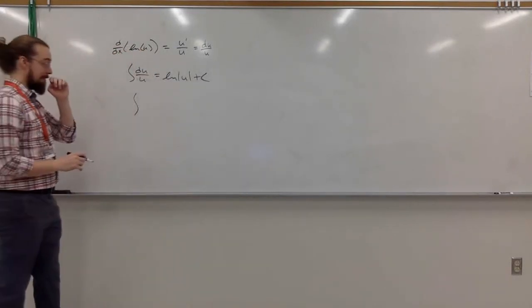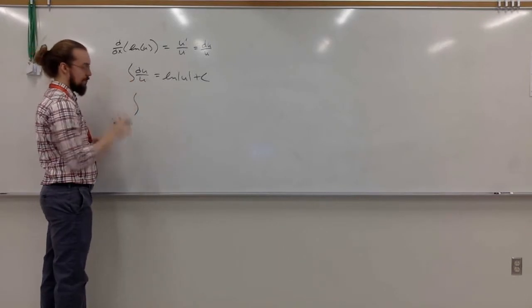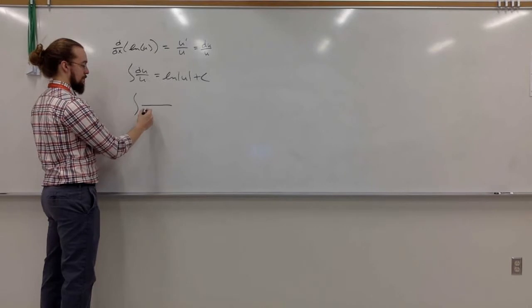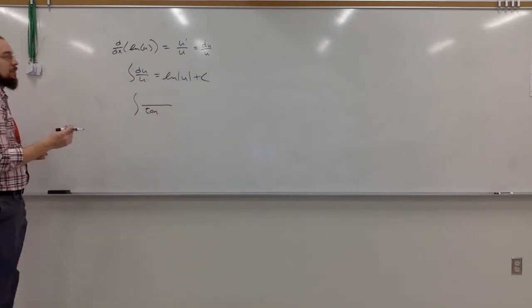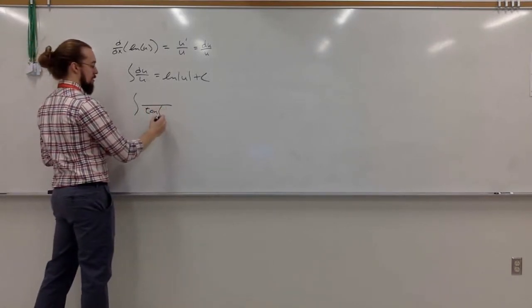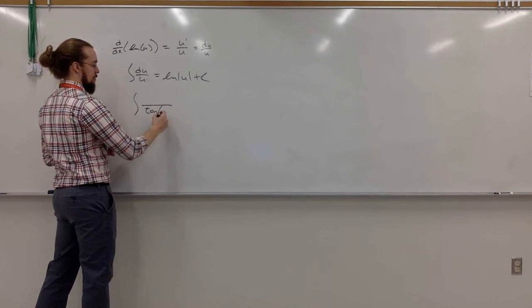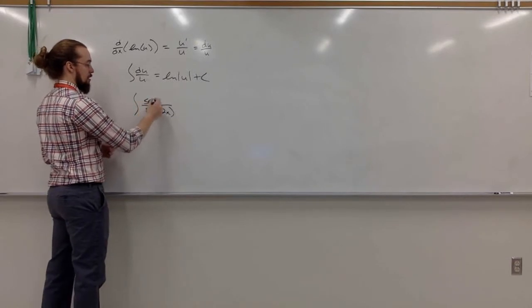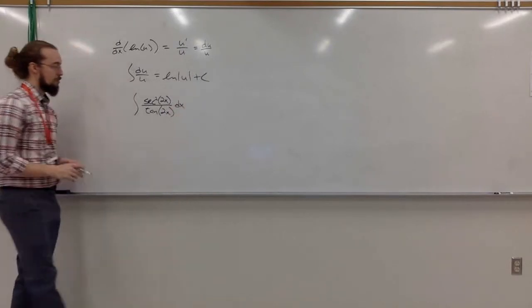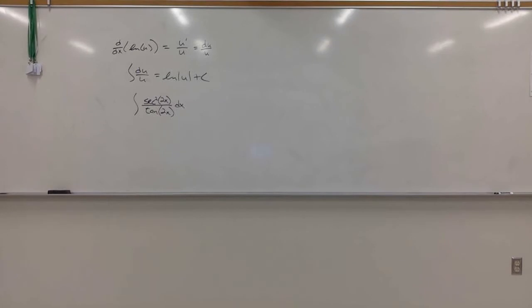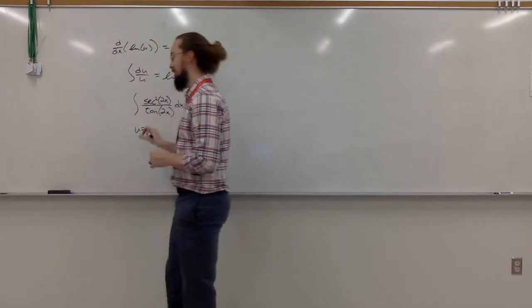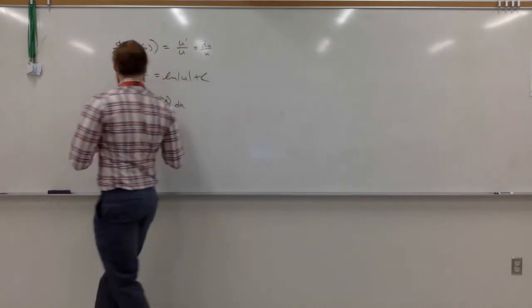How about secant squared of 2x over tangent of 2x. Well, u is going to be tangent of 2x. So u would be tangent of 2x.